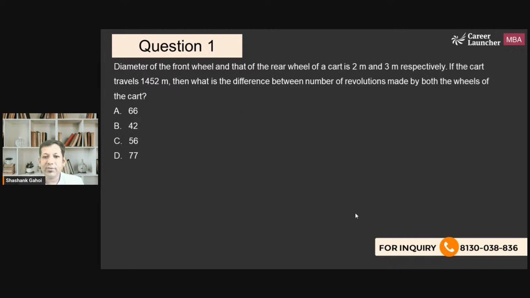So the circumference of the first, front wheel, the diameter is given, so circumference is given as pi d. Okay, so basically pi is 22 by 7, diameter is 2, so it comes out to be 44 by 7. I'm going to write it like this. Let's say it is the front wheel, so CF. The diameter of the rear wheel is 3 meters, so the circumference of the rear wheel is going to be pi d, that is 22 by 7 into 3.